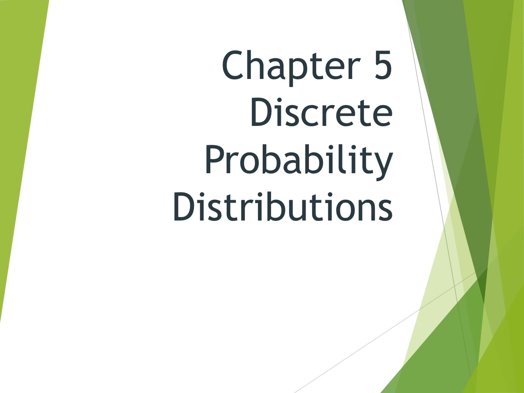We've been talking about probability theory in chapter 4. Now we're going to talk about probability distributions. And the first type we're going to talk about are discrete probability distributions.